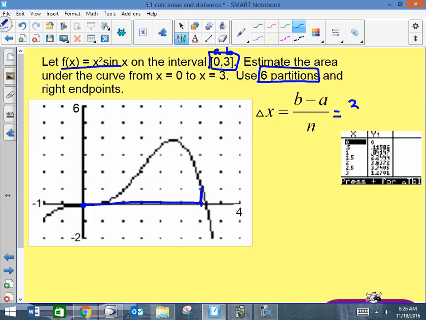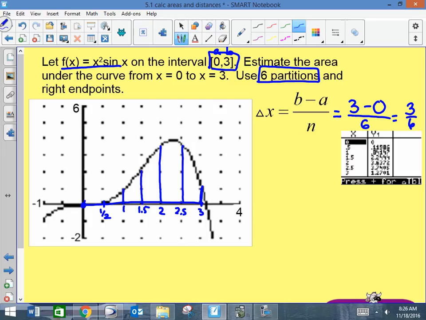So in this case, 3 minus 0. And the n is the number of partitions that you want, which is 6. So this is how big our partitions will be, and that will be 1/2, right? So I'm going to divide into 1/2, 1, 1.5, 2, 2.5, 3. This would not be one we'd ever attempt without a calculator, just because there's way too much involved here. Now you're going to start with drawing your vertical lines at all those intervals.